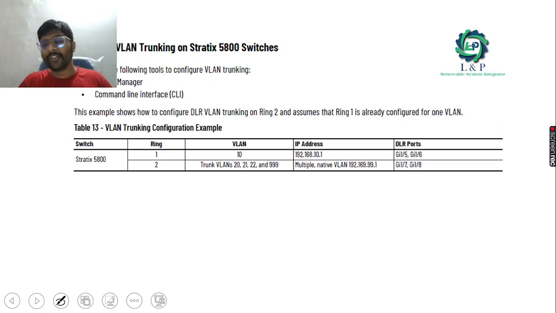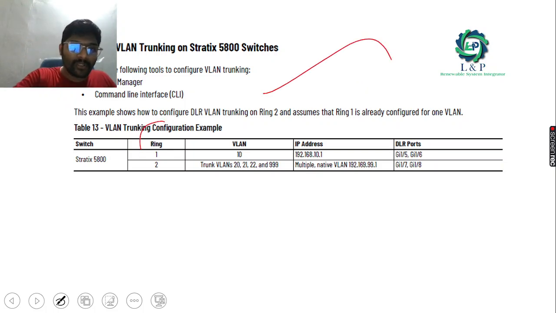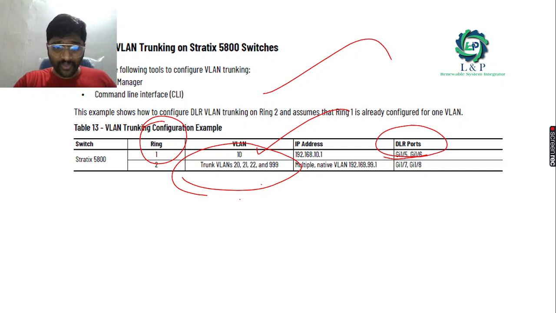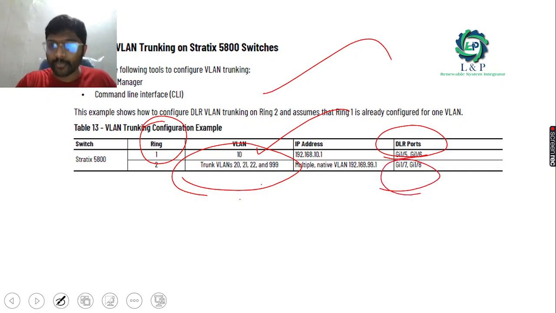So as we told earlier, if you are trying to create the VLAN trunking in the 5800, you can do for the first device, assign it as a VLAN 10. But for the second, you can create the trunk to 20, 21 and 22 and 999. Here for the VLAN 10, we are going to use port number 5 and 6. For trunking creation, we are going to use port number 7 and 8.